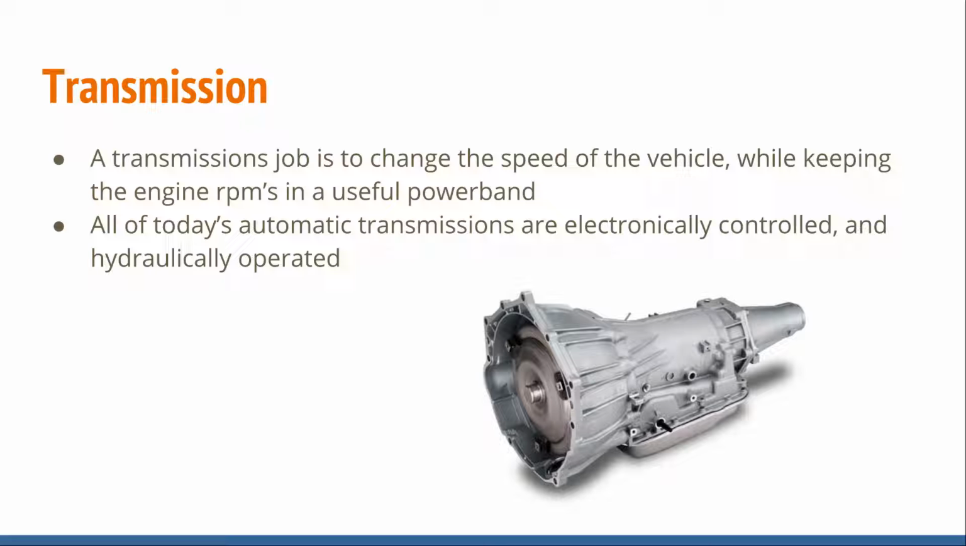Those transmissions used what's called a TV cable or throttle valve cable, also vacuum modulators, to determine the throttle position and the engine load. They also used a governor, a spinning contraption inside there that would tell the transmission how fast it was going. It's come a long way since then, and we're really not even going to go over that because likely you will never have to deal with it.